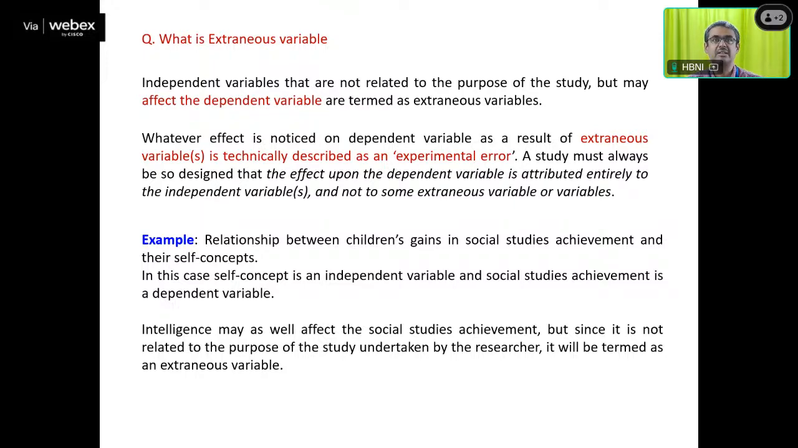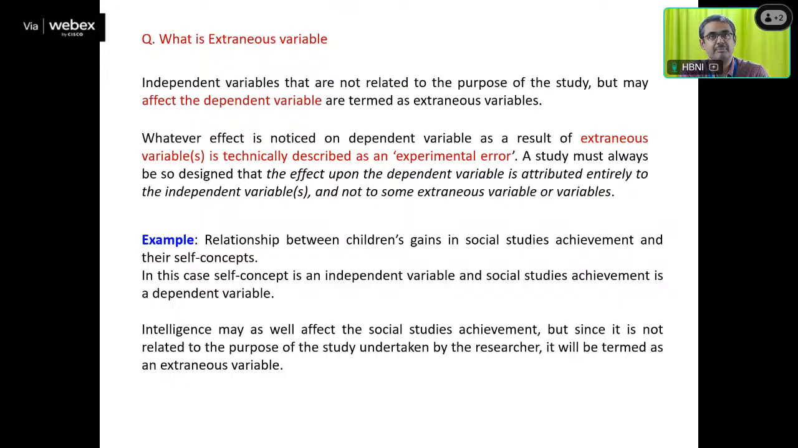In research design, what are the variables? Among the variables, we have heard about the dependent variable, and a very important term we introduced during our research design classes is the extraneous variable. A lot of things depend upon the extraneous variable, so we have to understand what it is. What is an extraneous variable?